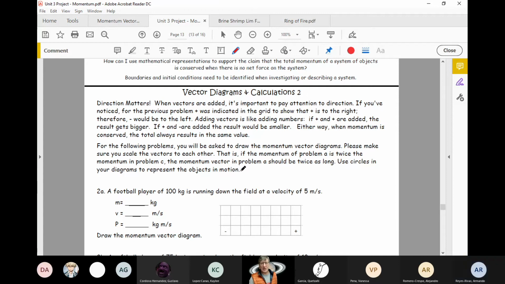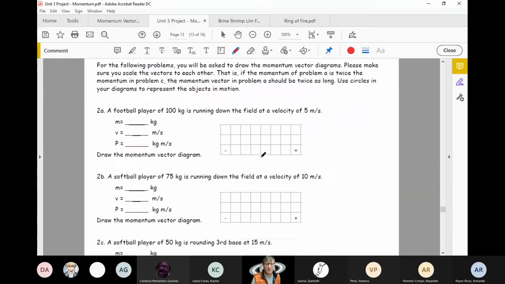So for the following problems, you'll be asked to draw the momentum vector diagrams. Please make sure you scale the vectors to each other. In other words, if the momentum of problem A is twice the momentum in problem C, the momentum vector in A should be twice as long. Use circles in your diagrams to represent the objects in motion. I don't really care if you use circles.